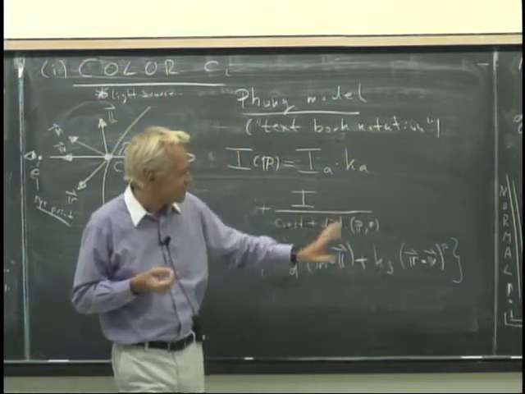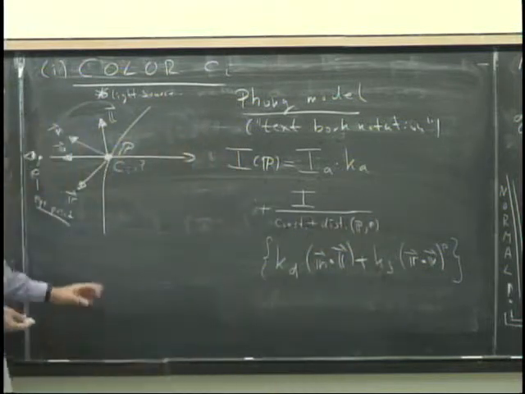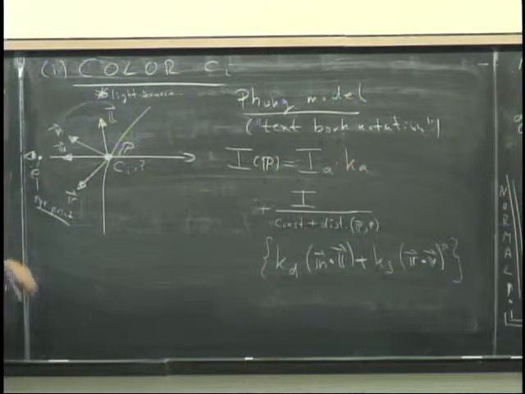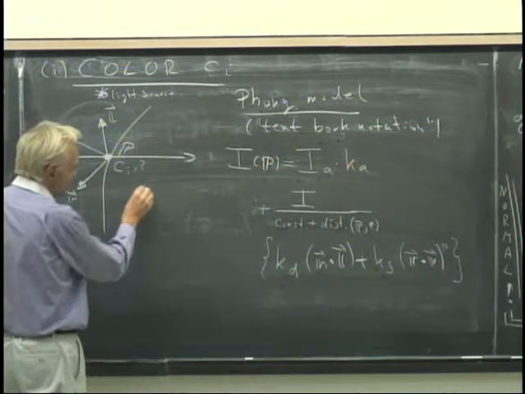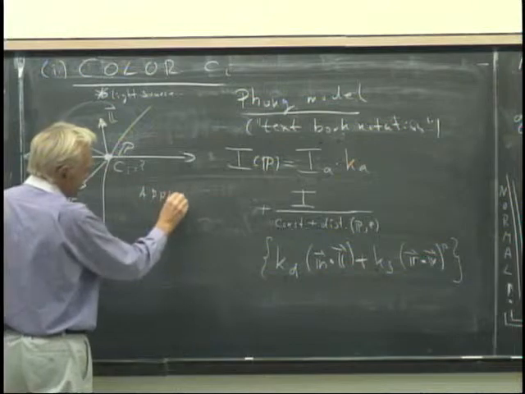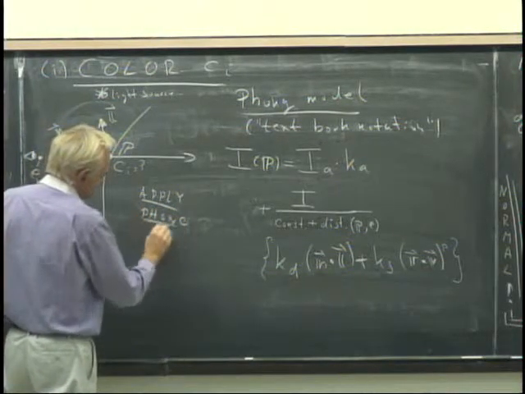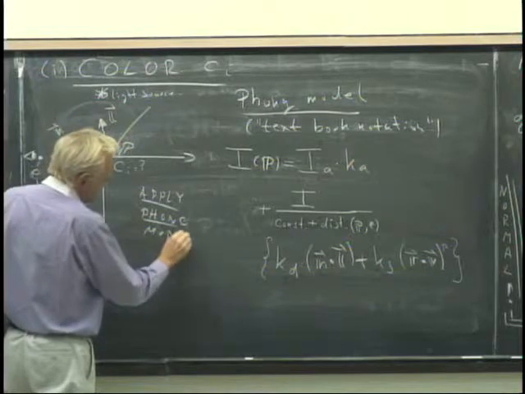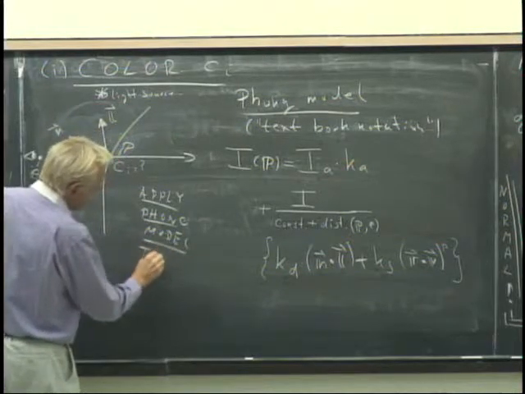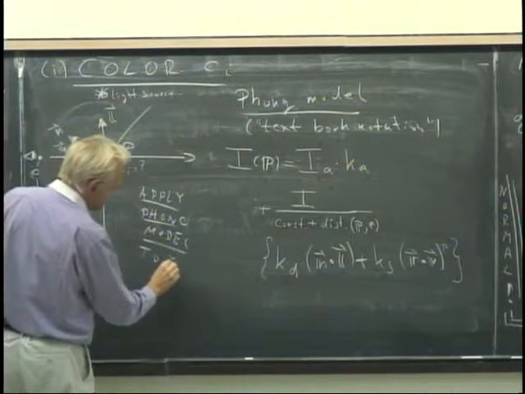The vectors are defined as they are in the text box. So we just apply the Phong model to sample points.